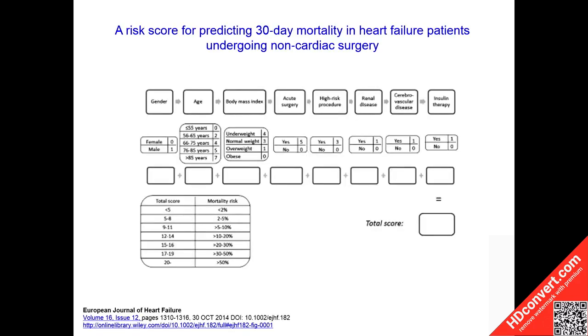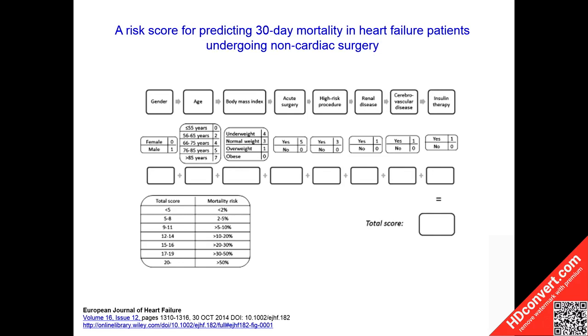This is a risk score for predicting 30-day mortality in heart failure patients undergoing non-cardiac surgery. And you can see a lot of the things on there are similar to what's found in the revised cardiac risk index. But we see here there's gender, there's age, body mass index, whether it's acute surgery, whether it's high-risk surgery, whether they have kidney disease, cerebrovascular disease, or on insulin therapy. And what drove a lot of the points in this were whether you were older. You can see that if you're greater than 85, you get 7 points.